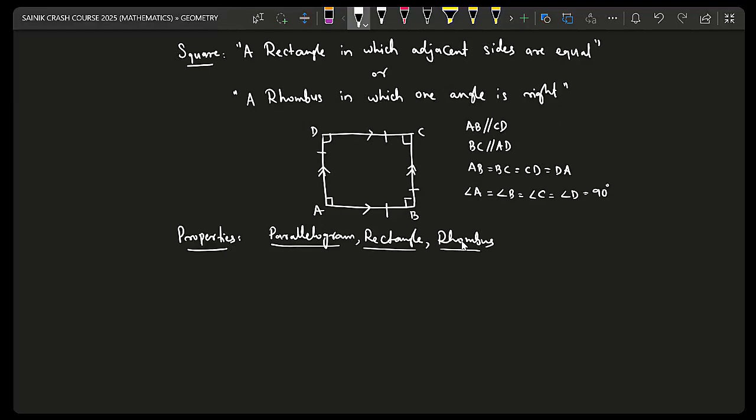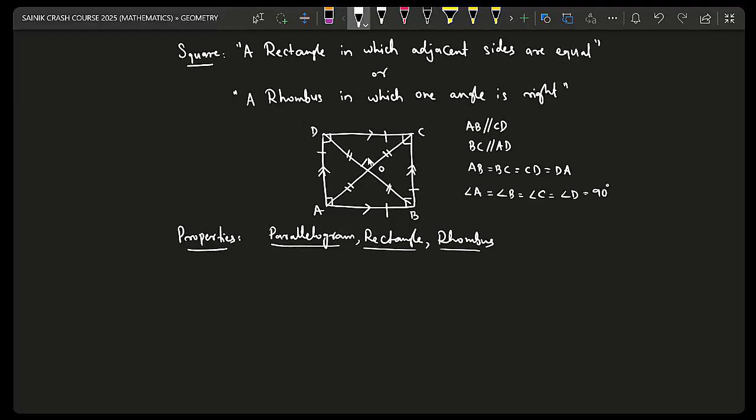First, let us check the parallelogram properties. Opposite sides are parallel and diagonals bisect each other. In a square also you can check that the diagonals bisect each other. If you take this point O, AO will be equal to OC, BO will be equal to OD. And like in a rectangle, the diagonals are equal. You can see AC length is equal to BD length. And in a rhombus, we know the angle between diagonals is 90 degrees. So in a square also the angle between diagonals is going to be 90 degrees. That means whatever property you know from parallelogram, rectangle, and rhombus, it will be satisfied by a square.